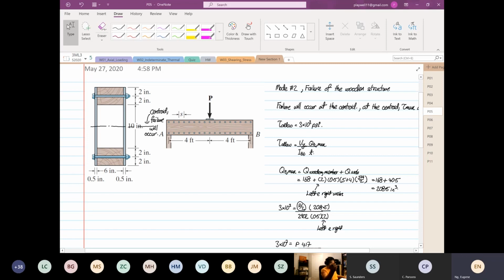Now, question for you: based on shear alone, we're not talking about normal force or anything else, just based on shear alone, where will the structure fail? Can anyone tell me? Can anyone make a guess? Where will it fail?